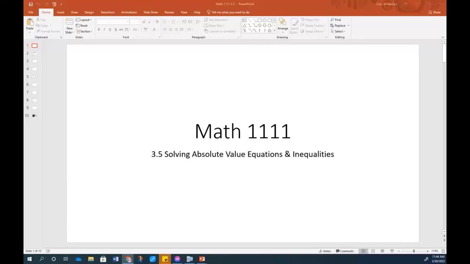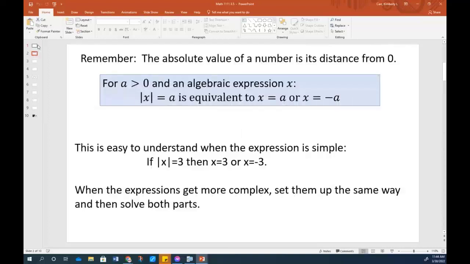We'll be looking at solving absolute value equations and inequalities. There's a little bit of difference on getting started within those, but a lot of the concepts work just like solving equations. Most people are not going to find this one too terribly difficult.